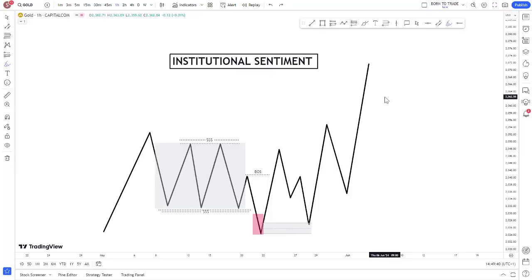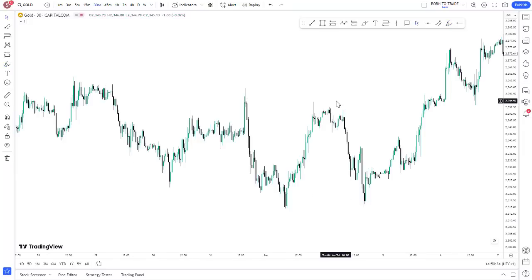So let's see a live example. Now this is gold. This is the 30 minutes time frame, and this particular price action, I caught this trade with some of the students in our VIP community. So let me explain this quickly so you'll understand. Okay, I'm going to explain it quickly so you're going to get a better understanding of how this works.